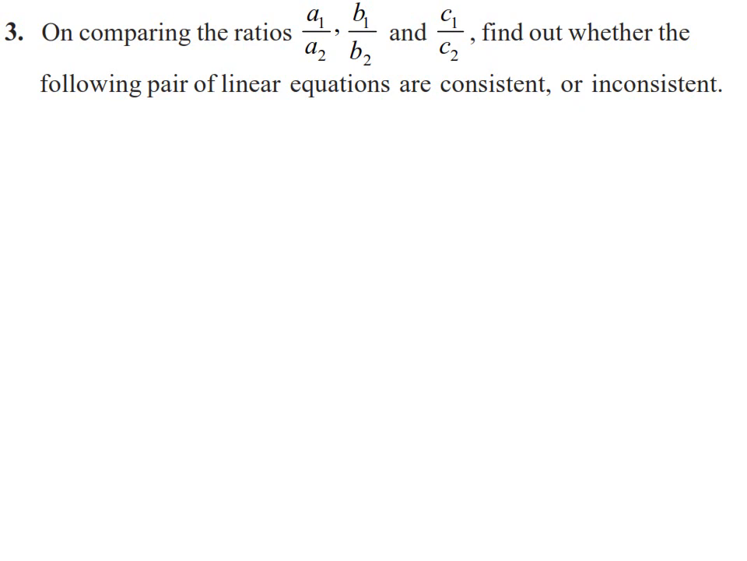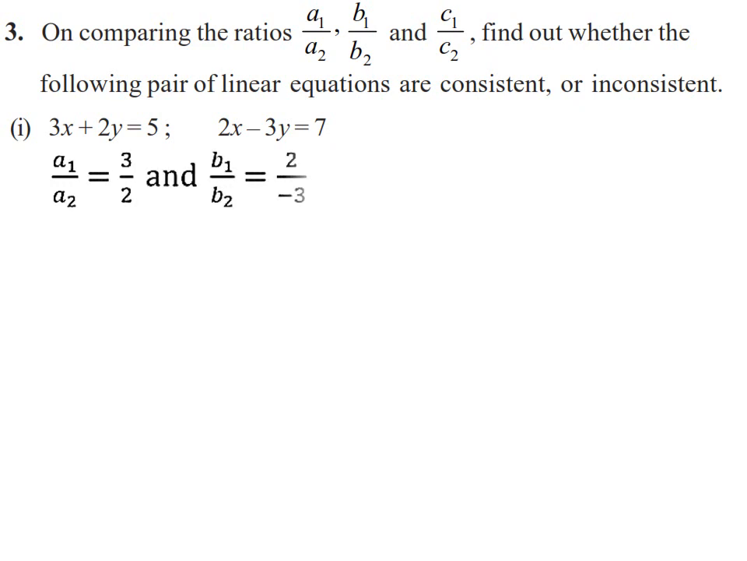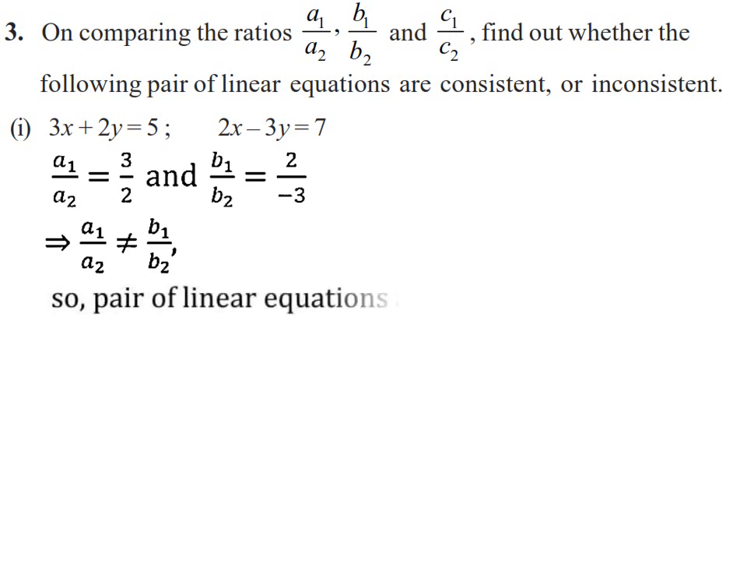the equations are inconsistent. So for the first question, which is 3x plus 2y equals 5 and 2x minus 3y equals 7, again A1 by A2 will be 3 by 2, and B1 by B2 will be 2 by minus 3. You can calculate it directly. So you can say here A1 by A2 is not equal to B1 by B2. So the lines are intersecting, so we get a solution.